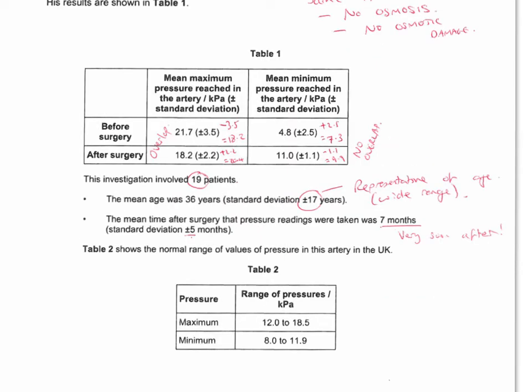We then looked at before and after surgery, so the maximum and minimum pressure in the arteries, and these are the normal pressures here which we can refer to. You can clearly see before surgery that this is higher than the top of the maximum that we would want, and before surgery this is below the minimum that we would want.